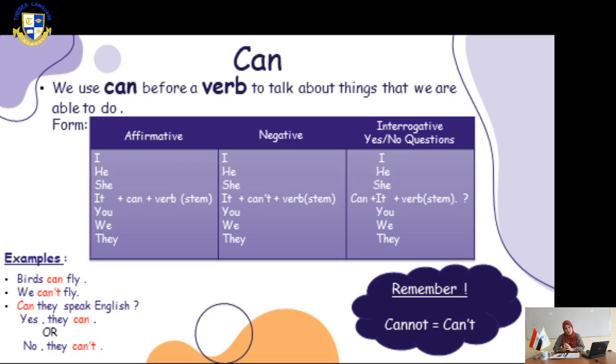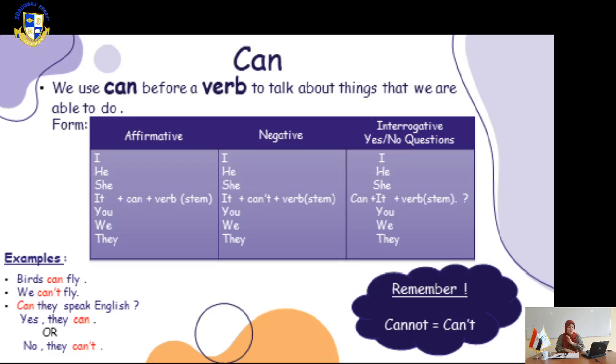Or any noun instead of the personal pronoun. Instead of he, we can say Ahmad. Instead of she, we can say Rania. Instead of it, we can say the cat, the dog, or the bird. Okay? A noun or a personal pronoun at the beginning of the sentence, then we put can, and after can, we put a verb in infinitive or in the stem as it is.